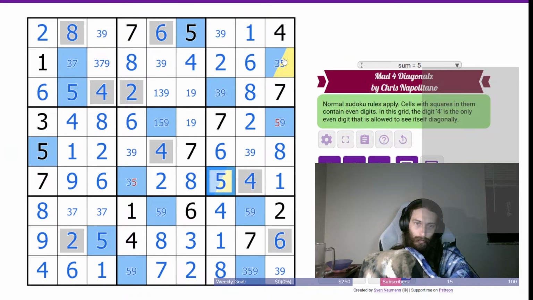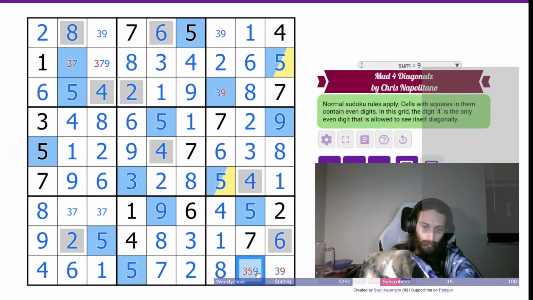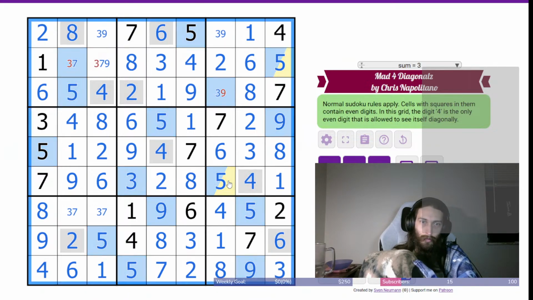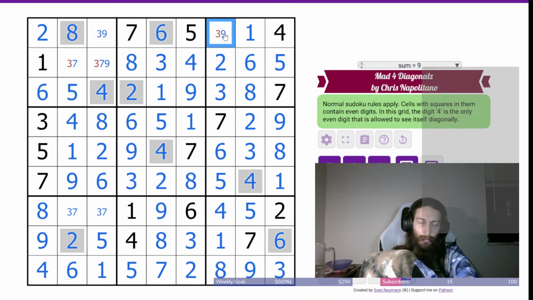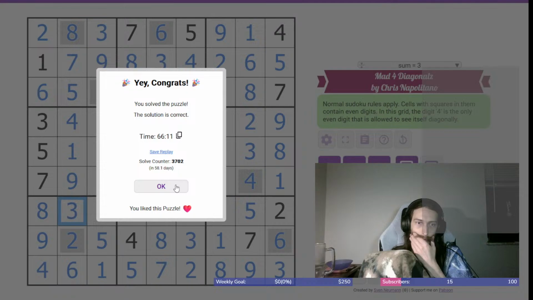3, 9 pair places a 5, a 9, a 3, a 1, a 9, a 5, a 3, a 1, a 3, a 9, a 9, a 5, a 5, a 9, a 3, remove color, 3, 9, 7, 3, 9, 7, 3. There we go.